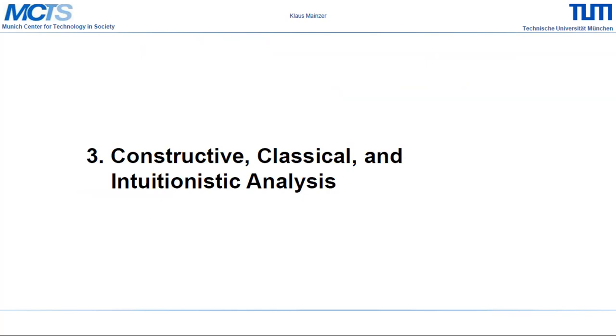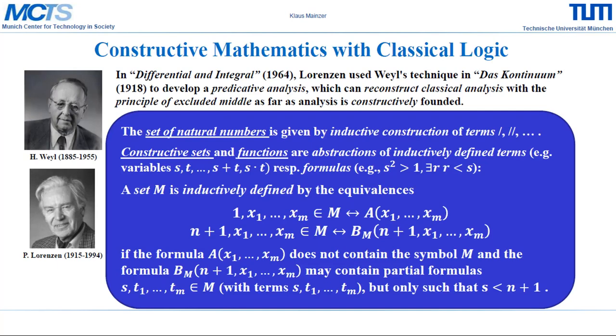Now let's consider the differences of constructive, classical, and intuitionistic analysis. The question: how far is it possible to reconstruct constructive mathematics without being in conflict with classical mathematics? And this philosophy was realized by Hermann Weyl in his book Das Kontinuum, the Continuum, from 1918. And half a century later, in 1964, Paul Lorenzen, in his book Differential and Integral, used Weyl's technique to develop a predicative analysis which can reconstruct classical analysis with the principle of excluded middle as far as analysis is constructively founded.